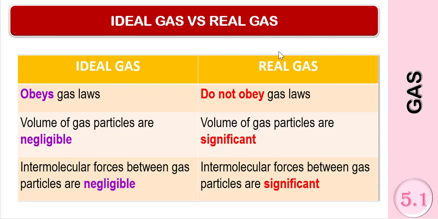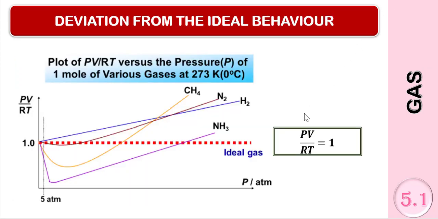A real gas is a gas that deviates from the ideal behavior. So it does not obey the gas law, the volume of gas particles is significant, and also the intermolecular forces between gas particles are significant. So from the ideal gas equation, PV equals nRT, for each 1 mole of the gas, the product of PV over RT is always equal to 1.